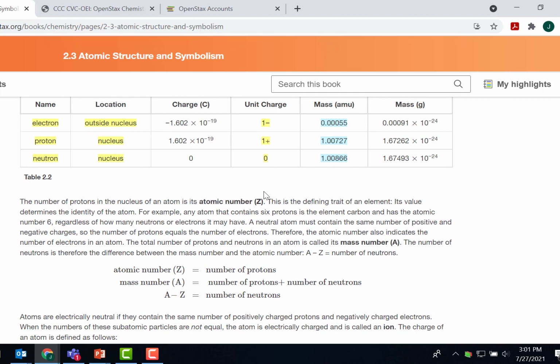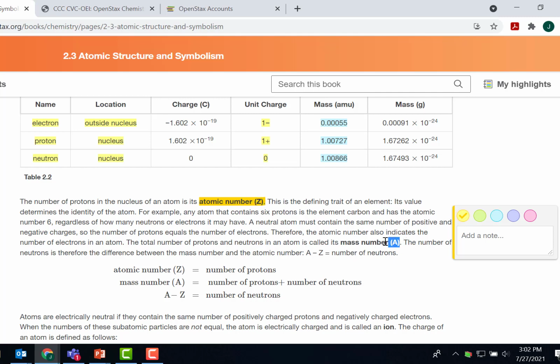We have something called the atomic number that is very important. This is the number of protons in the nucleus of an atom, is the atomic number. So you need to remember that that's what that word means. We use the symbol capital Z sometimes to represent that. If you see a Z, that Z is referring to the atomic number.